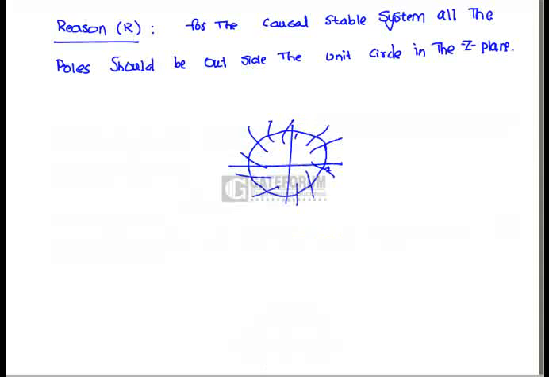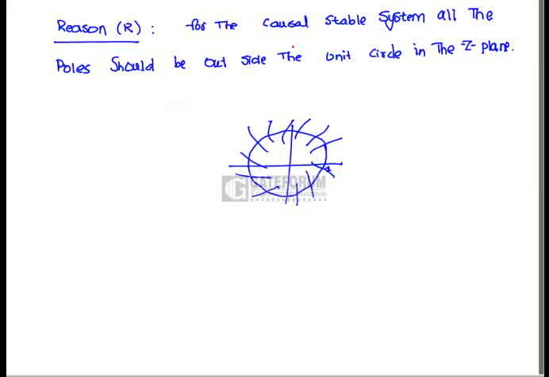Then only the system is going to have both Z transform as well as the Fourier transform. Means that the transform is going to converge into Fourier transform on the unit circle of a Z transform. Hence, the statement given for the assertion is true. Coming to the reason: for the causal stable system, all the poles should be outside the unit circle in the Z-plane.